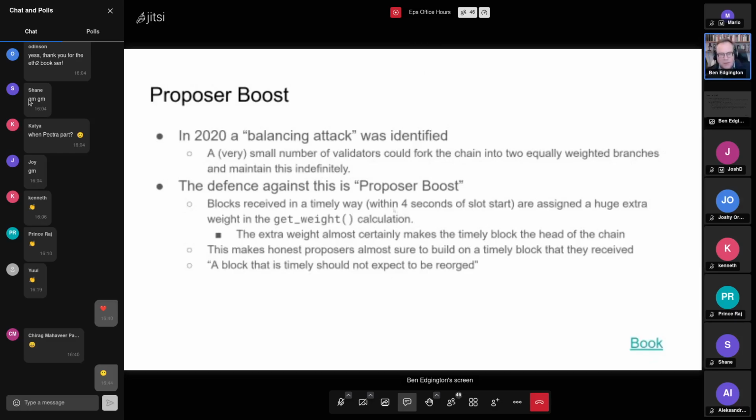So the way it works basically is that blocks that are received in a timely way by a node, within 4 seconds of the start of the slot, get a huge extra weight in the get weight calculation. And this extra weight also almost certainly makes the timely block the head of the chain. So that's the one that I'll build on. I'll declare the head. So this makes honest proposers almost sure to build on the timely block that they received. And the principle is that a block that is timely should not expect to be reorged. You know, if I'm proposing a block in good faith, I should not expect my block to be reorged. I've got a link at the bottom to a much deeper discussion of this.